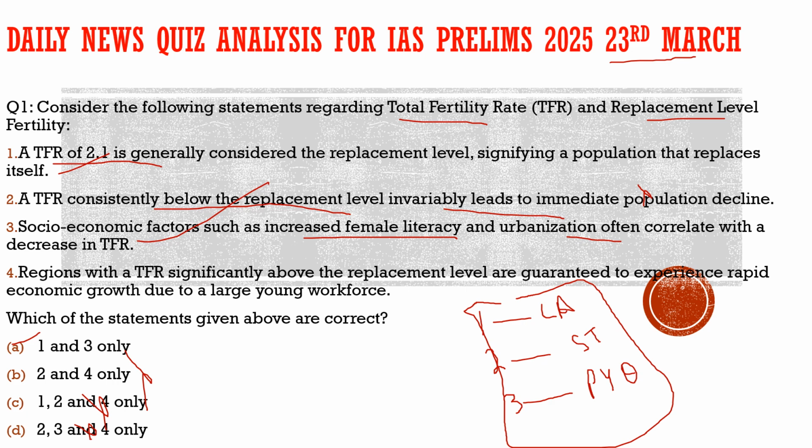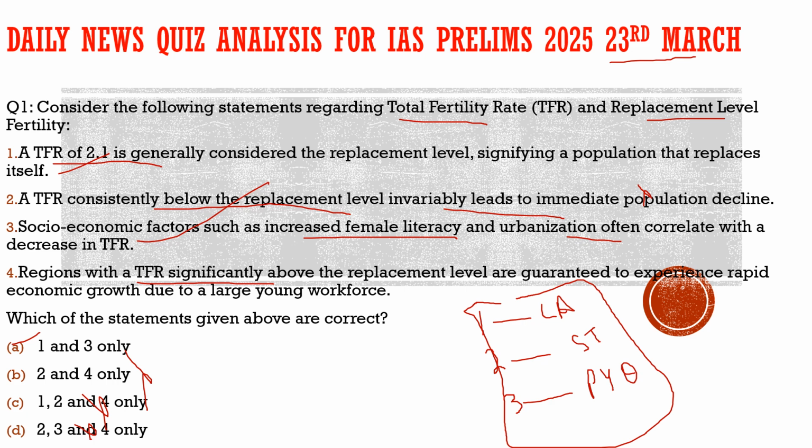Fourth statement: regions with a total fertility rate significantly above the replacement level are guaranteed to experience rapid economic growth due to a large young workforce. Even if we can expect large economic growth, it is not guaranteed. It can be a disaster also. So the fourth statement is incorrect. With respect to this question, the correct statements are statement 1 and statement 3.